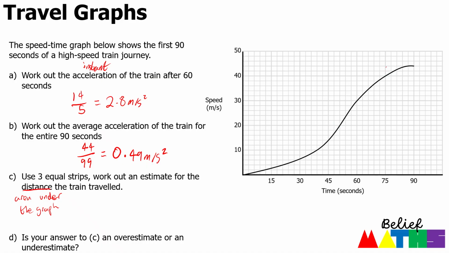So splitting into 3 equal strips, it's 90 seconds in total, so 90 divided by 3 is 30, so we split between 30 and 60. And we're going to find the area of shape 1, which is a triangle, shape 2, which is going to be a trapezium, and shape 3, which is also going to be a trapezium. Now when we estimate these, we're essentially going to join this line here, so it's going to be a little bit of an overestimate in that first section and a little bit of an underestimate because it falls underneath there.